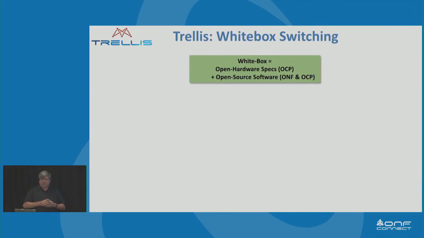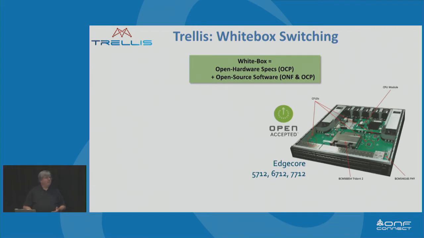So Trellis, this picture is going to look a lot like the VOLTHA picture because we've taken the same concepts and applied them to switching. We're going to use open hardware specifications for the switches together with open software developed by ONF and OCP, and disaggregate that component. So here is an example switch.